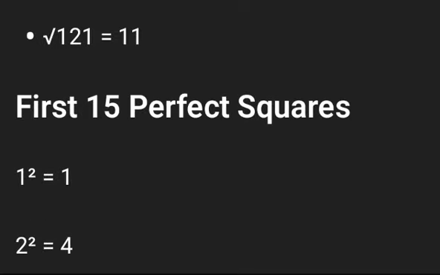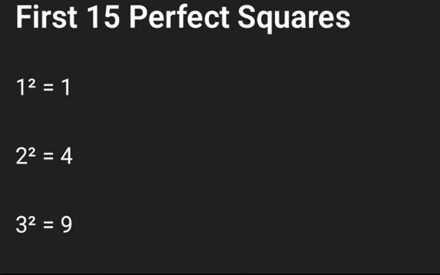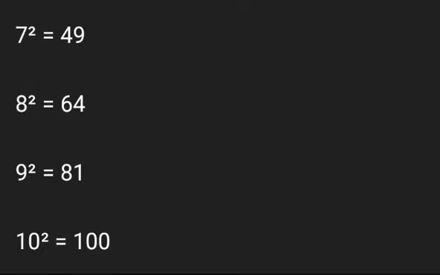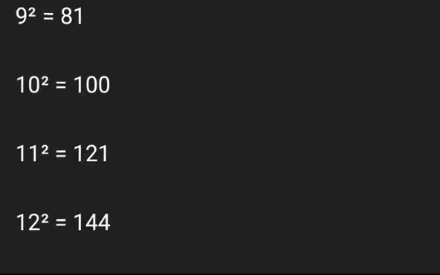Here are the first 15 perfect squares. 1 squared is 1, 2 squared is 4, 3 squared is 9, 4 squared is 16, 5 squared is 25, 6 squared is 36, 7 squared is 49, 8 squared is 64, 9 squared is 81, 10 squared is 100, 11 squared is 121, 12 squared is 144, 13 squared is 169, 14 squared is 196, 15 squared is 225.